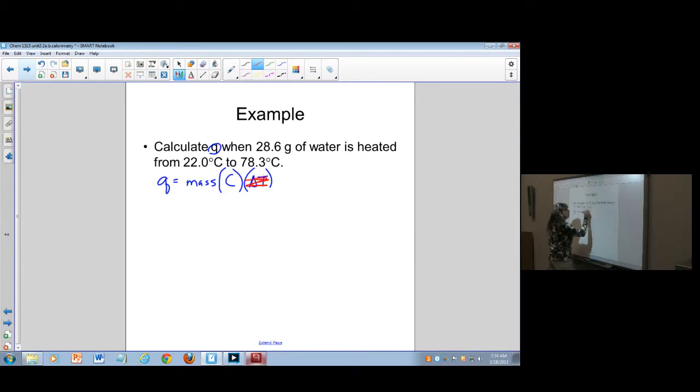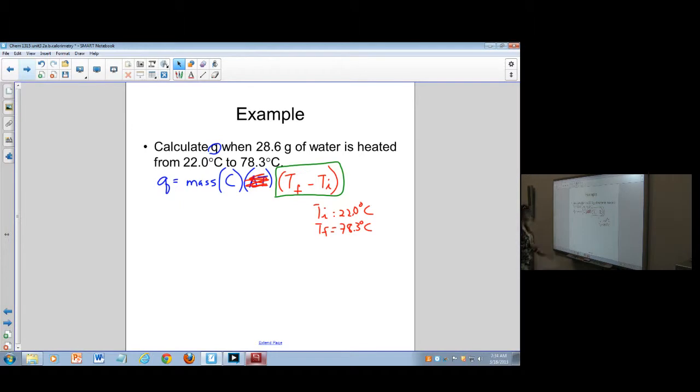You should use temperature final minus temperature initial. It always should be set up in that order, and you ought to get this straight before you get started. So our initial temperature is 22 degrees Celsius, and our final temperature is 78.3 degrees Celsius. Now this matters because the sign is important, and you're going to know the sign by setting up this equation properly.